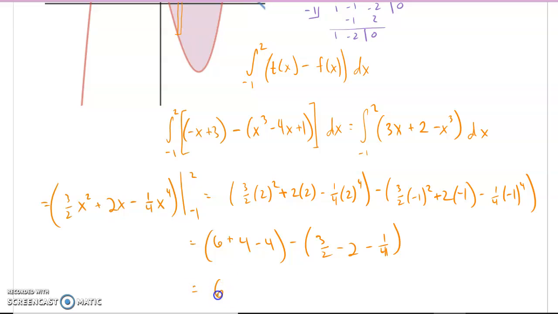So this is 6 minus, well, let's see, common denominator would be 6 over 4 minus 8 over 4 minus 1 over 4. 6 minus 8 is negative 2, minus 1 is negative 3, so minus negative 3/4. So 6 plus 3/4, or 24 plus 3 over 4, which is 27 over 4, would be the area of that shaded region bounded by the cubic curve and its tangent line at the point negative 1, 4.